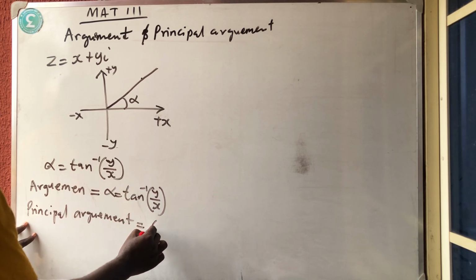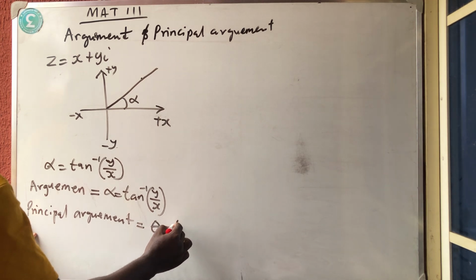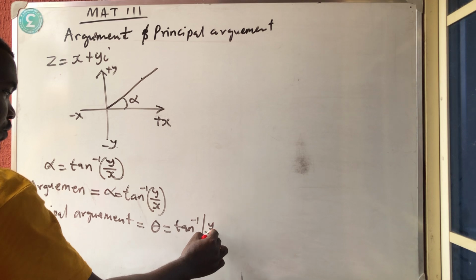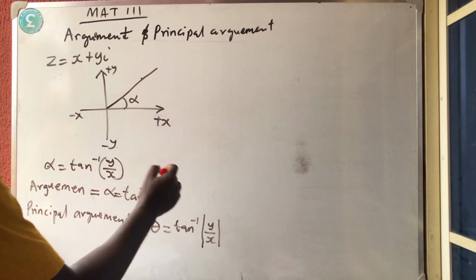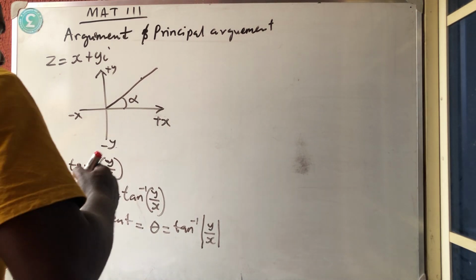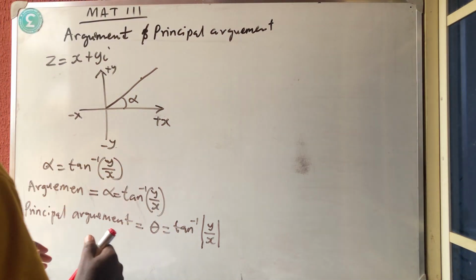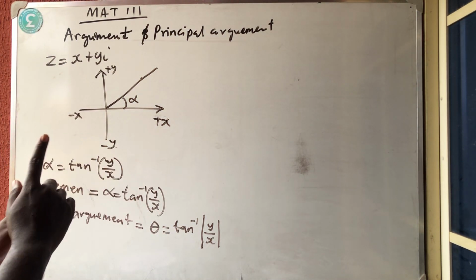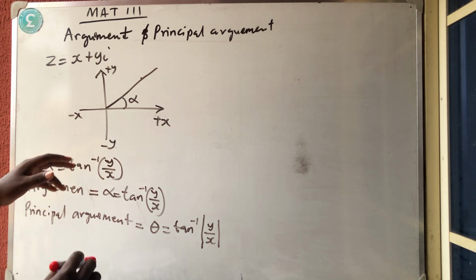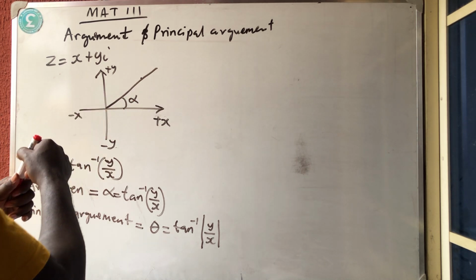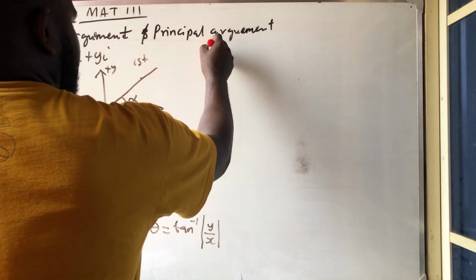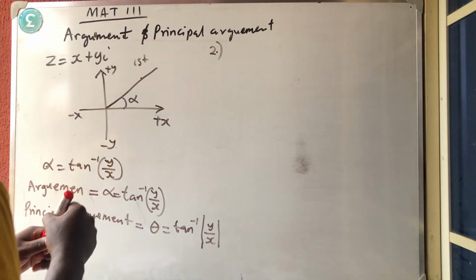But for the principal argument, let me call it theta, which is equal to the tan inverse of the absolute value of y over x. Please, you must use absolute value. This is the formula for principal argument: absolute value of y over x. But it depends on where you are talking about. This is for the first quadrant.